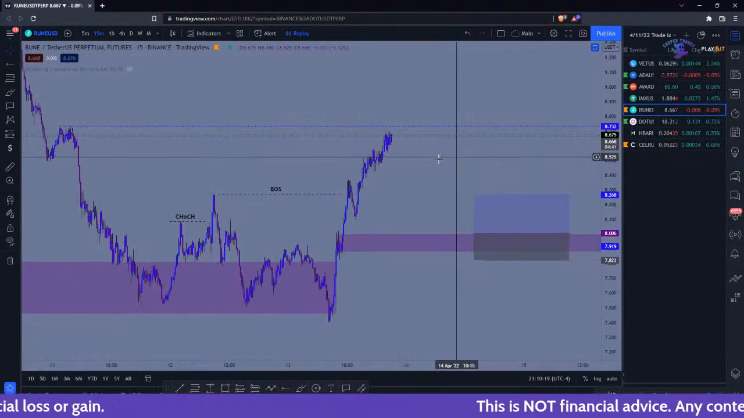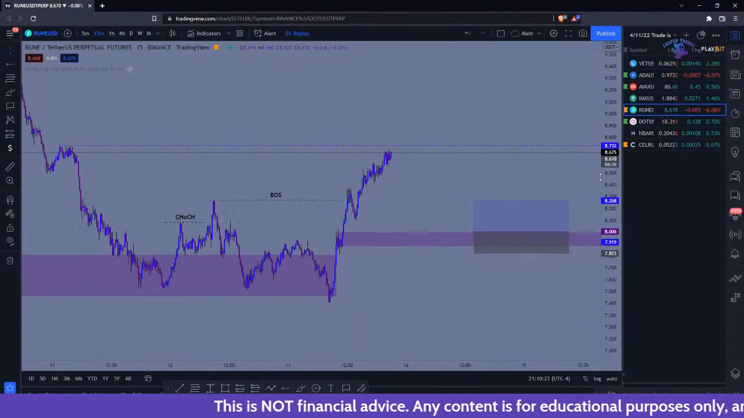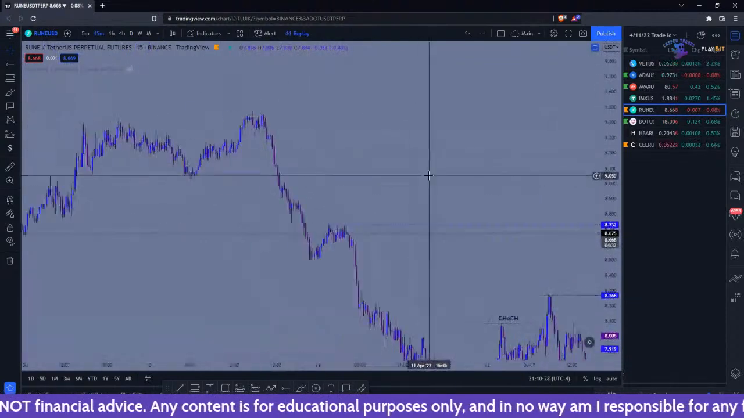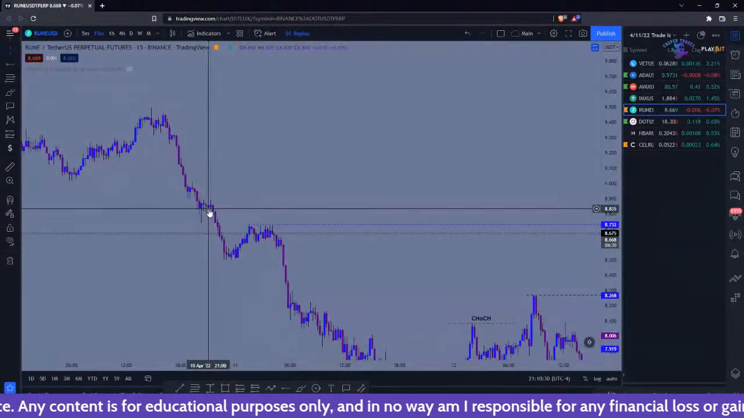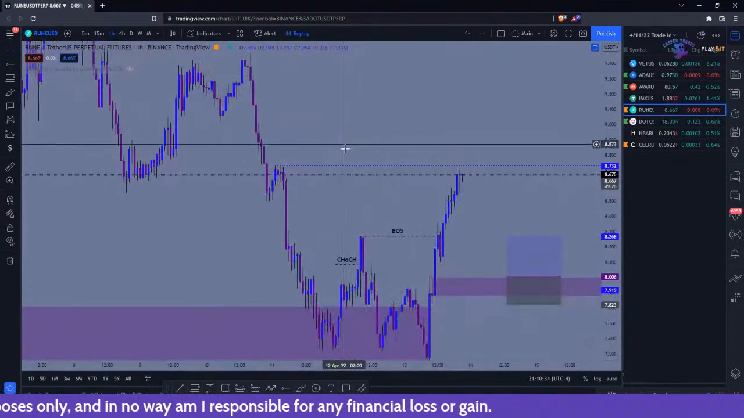So what could we expect? Well, if you clear this level here, you could expect us to go to the next range of internal range liquidity from the previous range up here, which would have been this order block, or if there's a fair value gap on the higher time frames. There probably is somewhere in here.